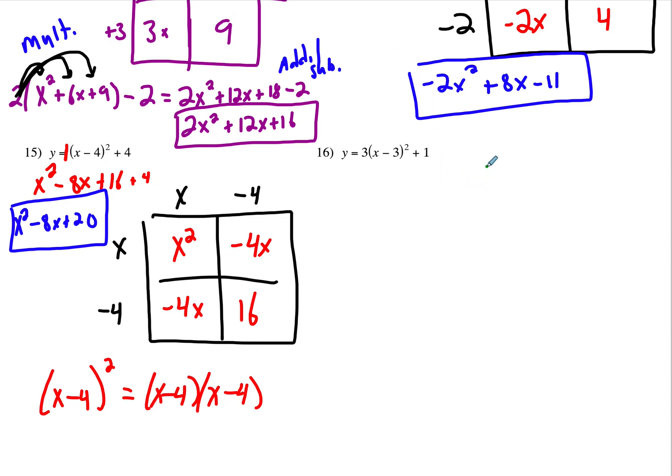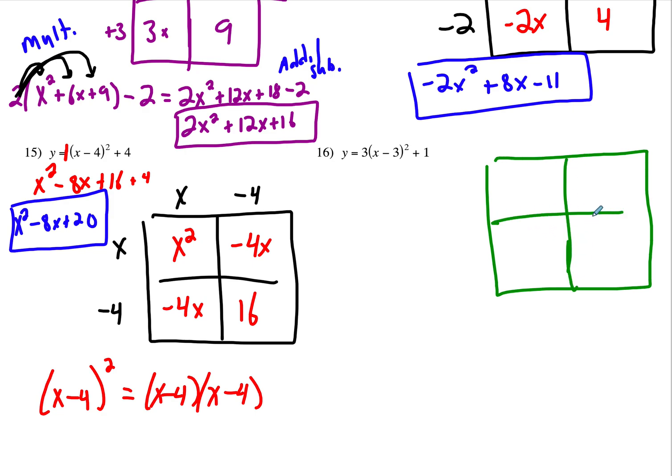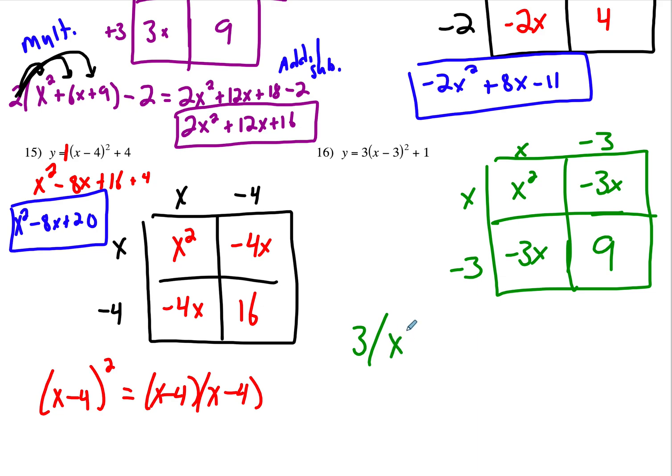Okay, last one. Let's do this. So I build my box. On the top, what do I put? x minus 3. On the left, what do I put? x minus 3. Okay, here I'm going to get x squared. Here I'm going to get negative 3x. Here I'm going to get negative 3x. And here I'm going to get positive 9. So I've got 3 times x squared minus 6x plus 9, plus 1.